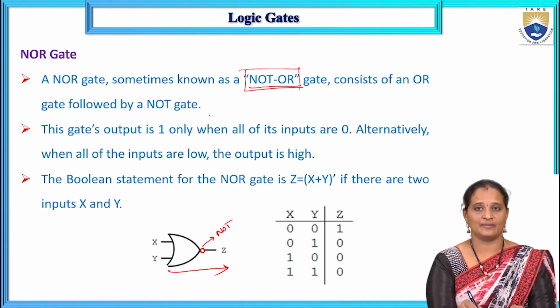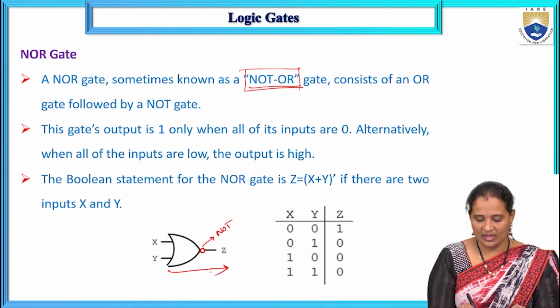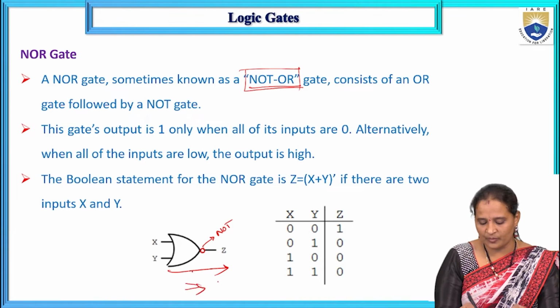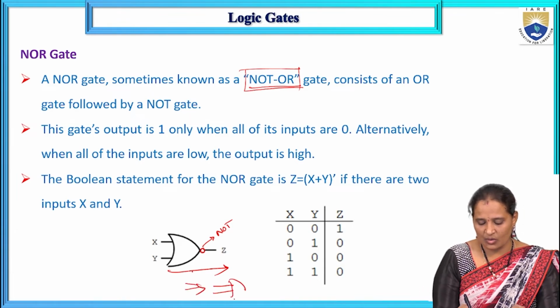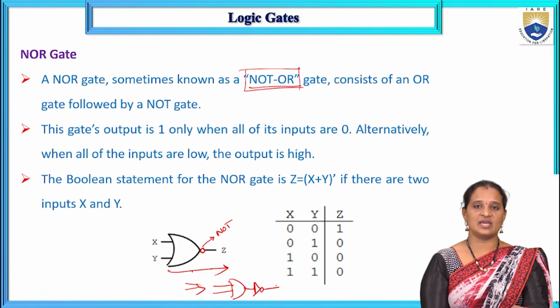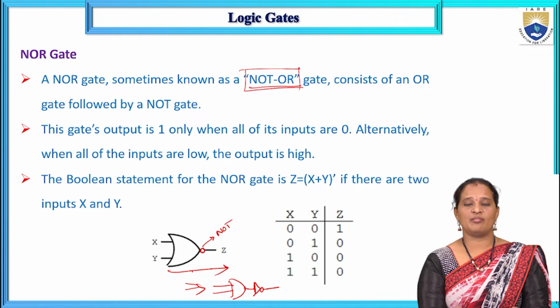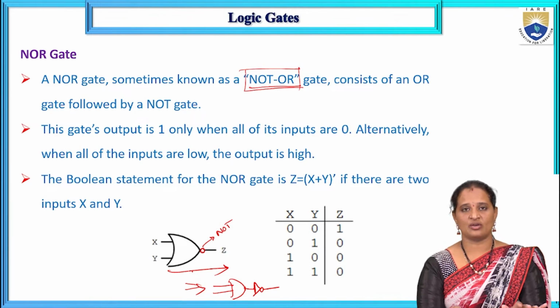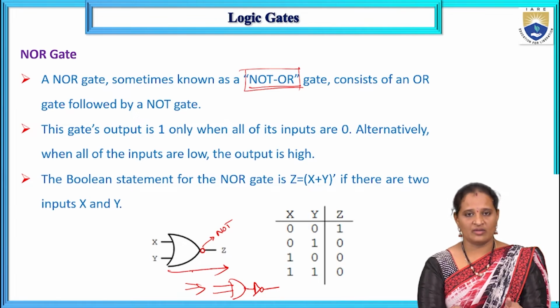by a NOT gate. So even this symbol is equivalent to an OR gate followed by a NOT gate. So this is the NOT gate. The minimum number of inputs required for this NOR gate is 2. Again, we can have more than 2 inputs also, but the output is only 1.